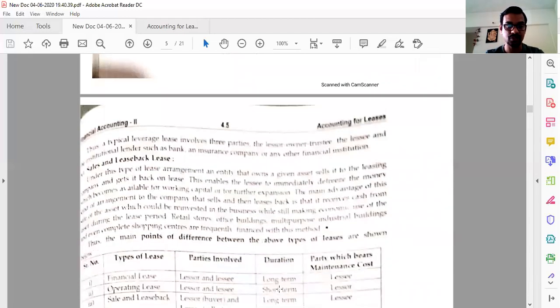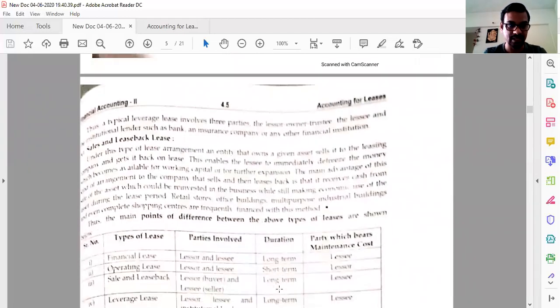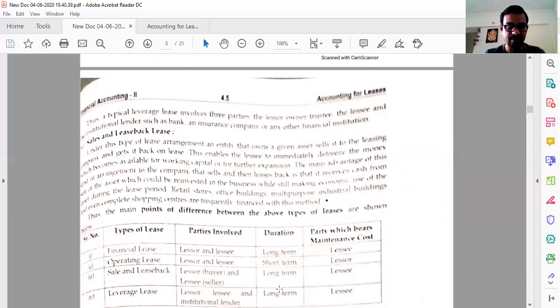leverage lease. Now the last one, the sales and leaseback lease. Under this type of lease arrangement, an entity that owns a given asset sells it to the leasing company and gets it back on lease. This enables the lessee to immediately recover the money. Therefore, it is called the sales and leaseback lease.